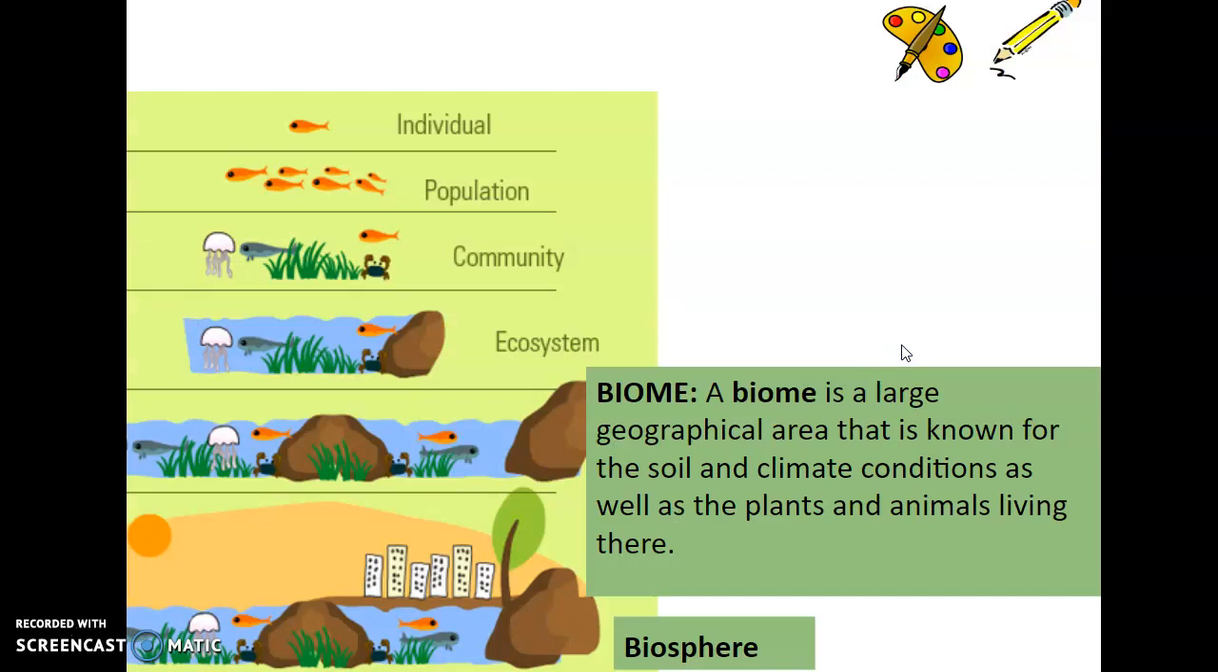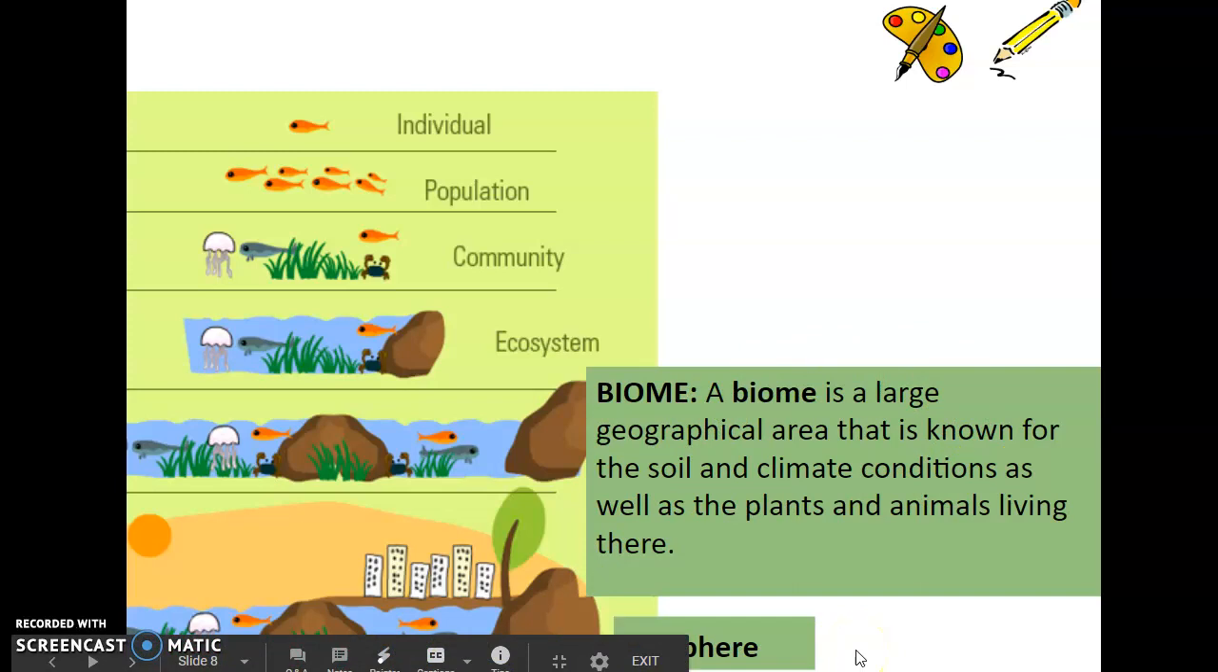So here's a little chart that shows you how we're moving from individual, so this could, for example, be an animal like a fish, to a population, to community, to an ecosystem, to what we're going to study today, which is called a biome, which then makes up the biosphere. So a biome is a large geographical area that is known for the soil and climate conditions, as well as the plants and animals living there. So that is what a biome is.